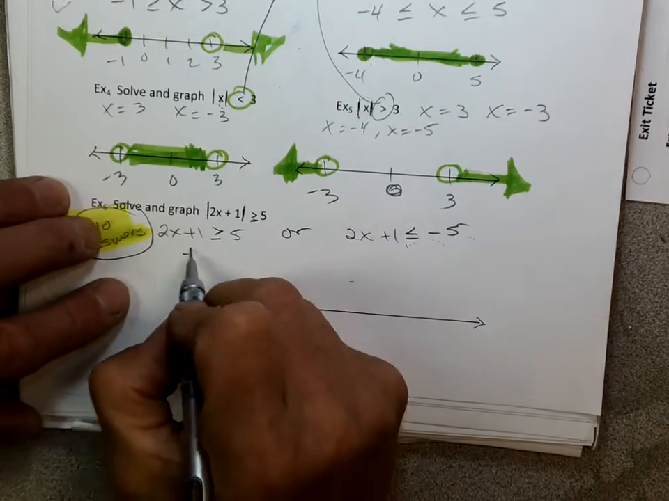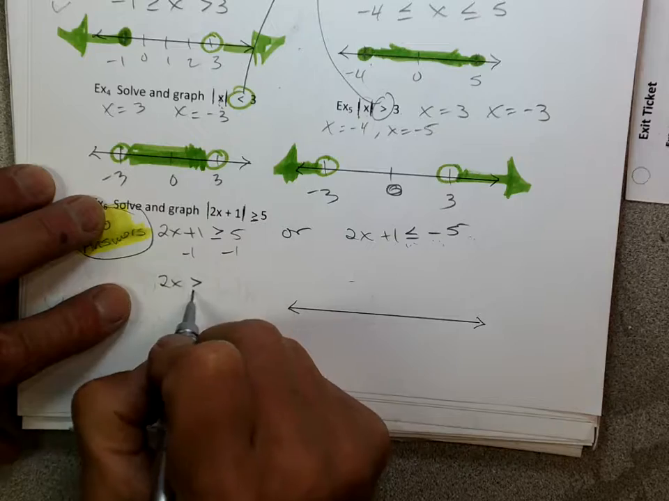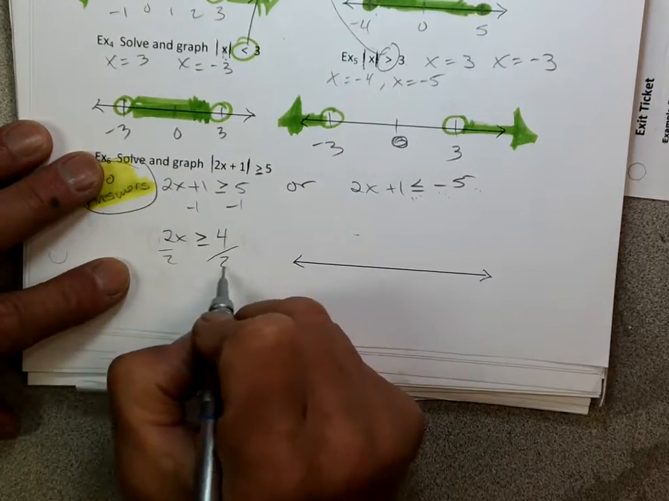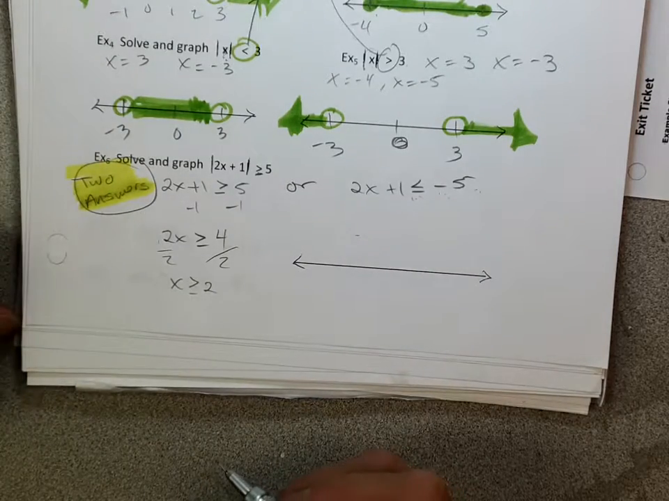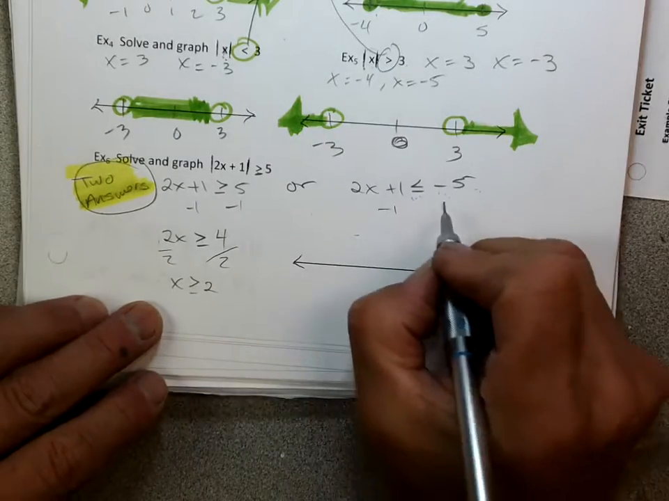No problem. Minus 1, right? 2x is greater than or equal to 4. Divide by 2, x is greater than or equal to 2. All right, there's one answer. We're going to put that on our number line in a second, okay? Minus 1, right?